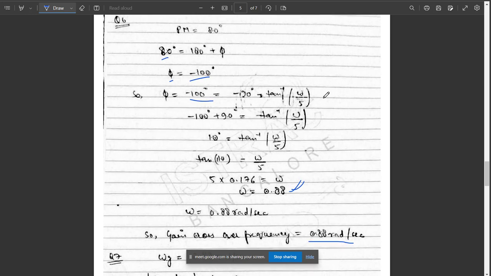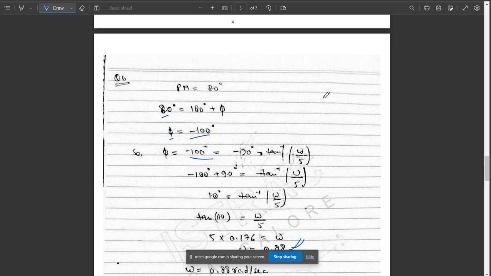So our gain crossover frequency is reduced here. So what is the graphical representation? Something like this. See, earlier it was like this. Now it is this. This is the new omega dash g. Earlier it was this.